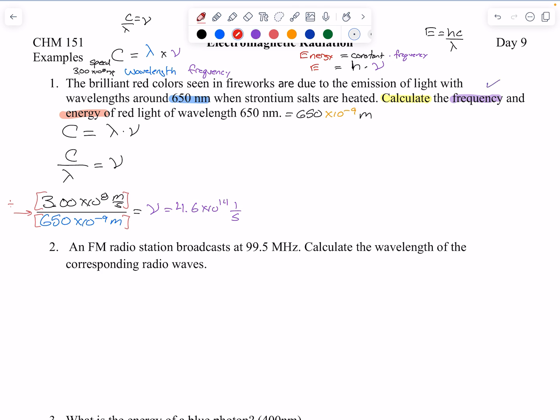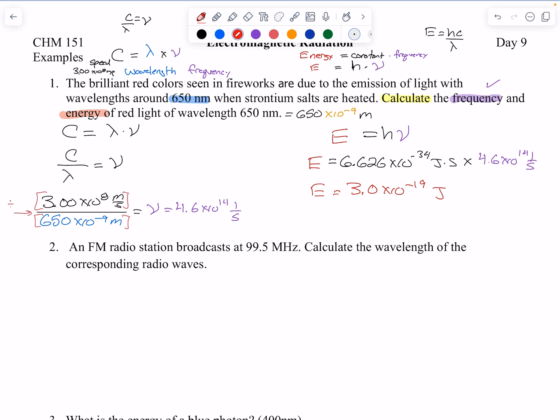Now we've got the energy. E equals h nu. So our energy will equal Planck's constant, 6.626 times 10 to negative 34 joules times seconds, multiplied by 4.6 times 10 to the 14th, 1 over seconds. And we have 2 sig figs. So that gives me the energy of 3.0 times 10 to the negative 19 joules. Now, I'm going to pause again.